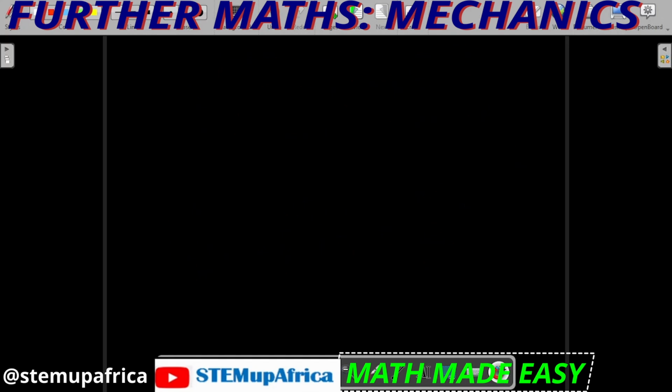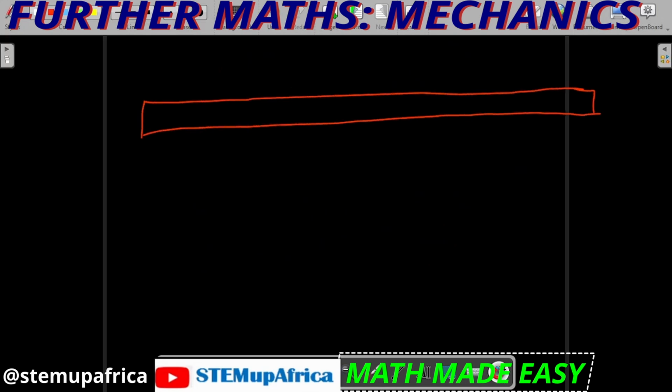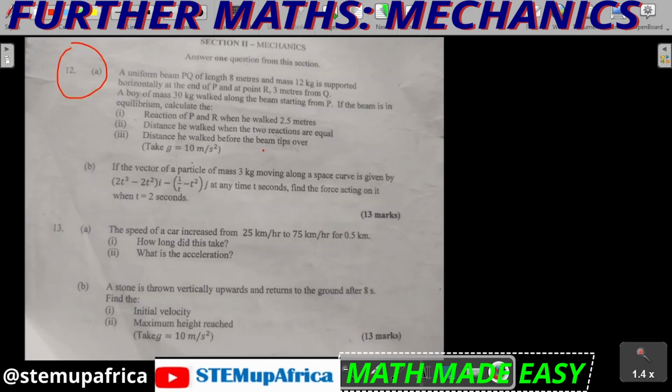So it says the beam is PQ. Let's draw the beam now. Let's assume this is the beam. I will label it P and Q. And the distance is 8 meters for the beam. Let's go back to the question. The beam has a mass of 12 kilograms. The mass of this beam will act at the center of gravity of the beam, which is 4 meters. Center of gravity of a rectangular bar is the total distance divided by 2. So the mass will rest on the center of gravity, which is 4 meters.